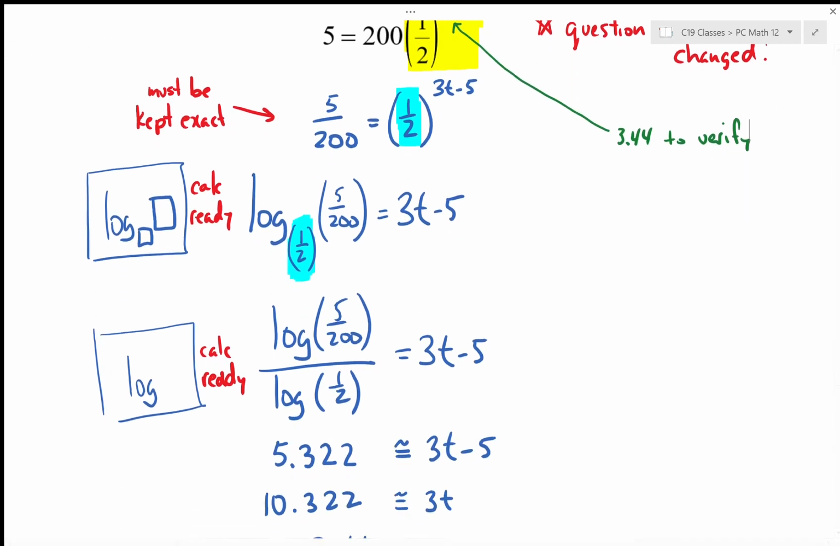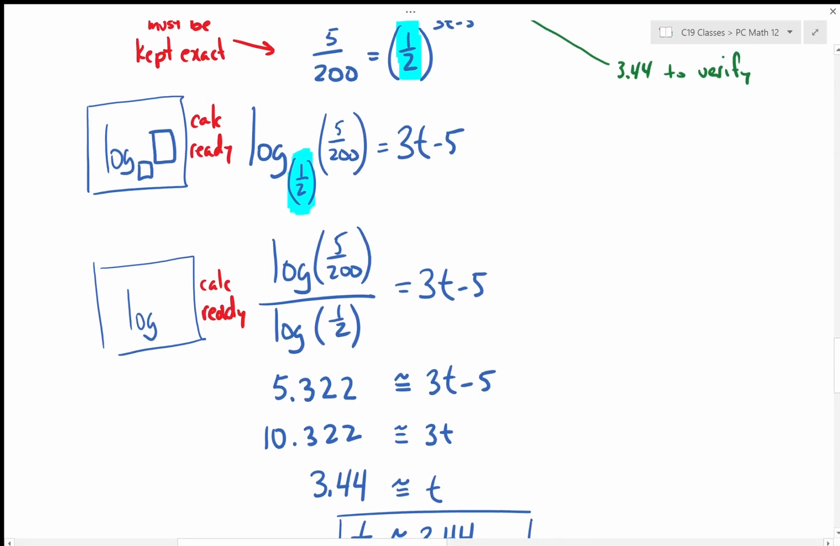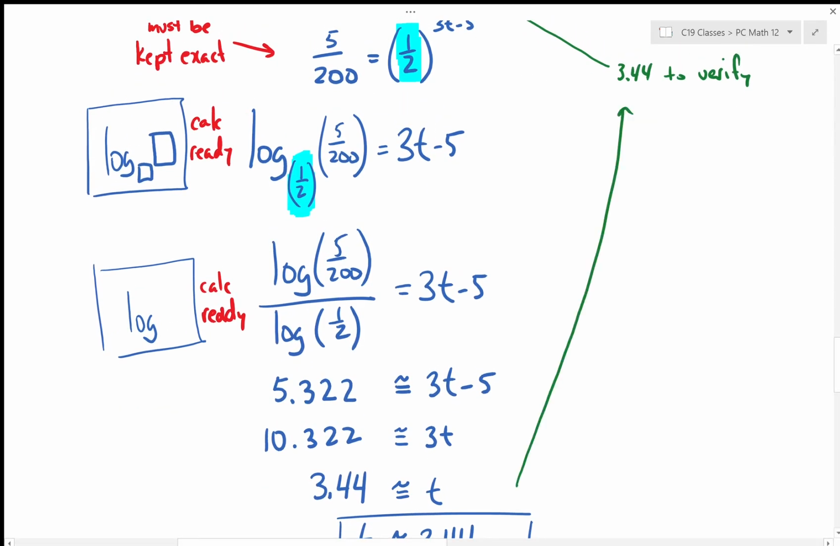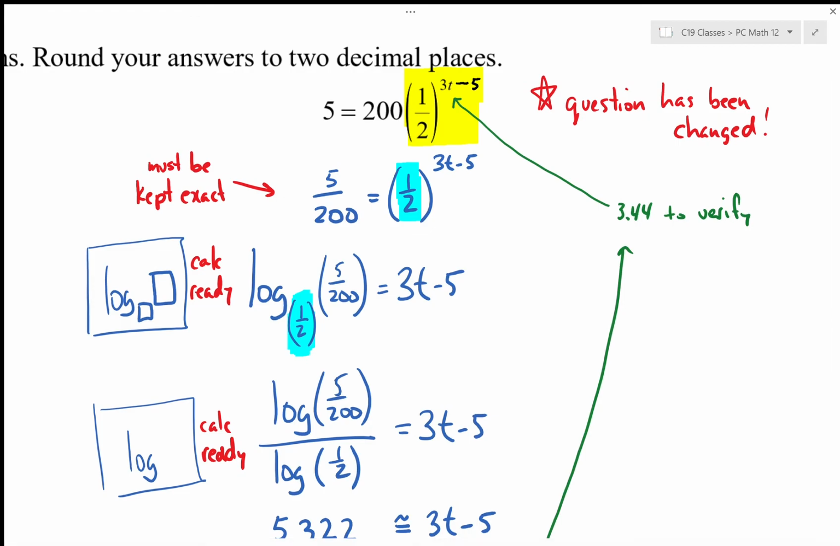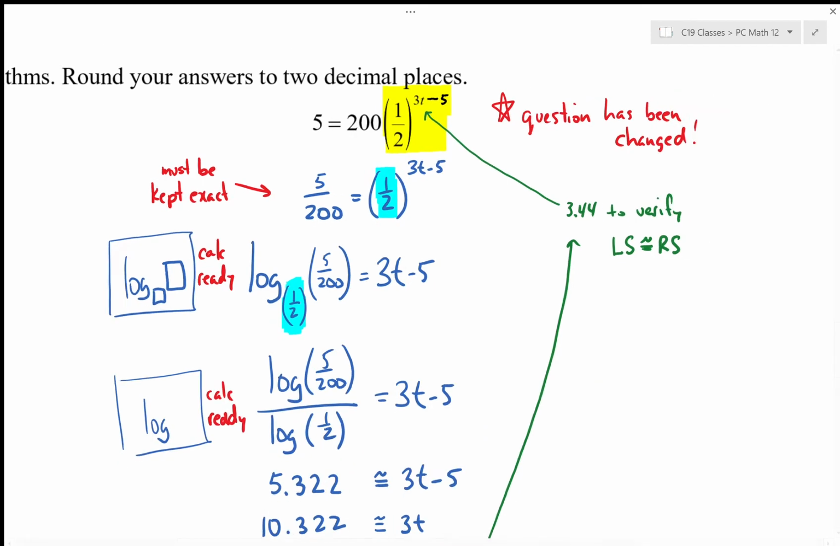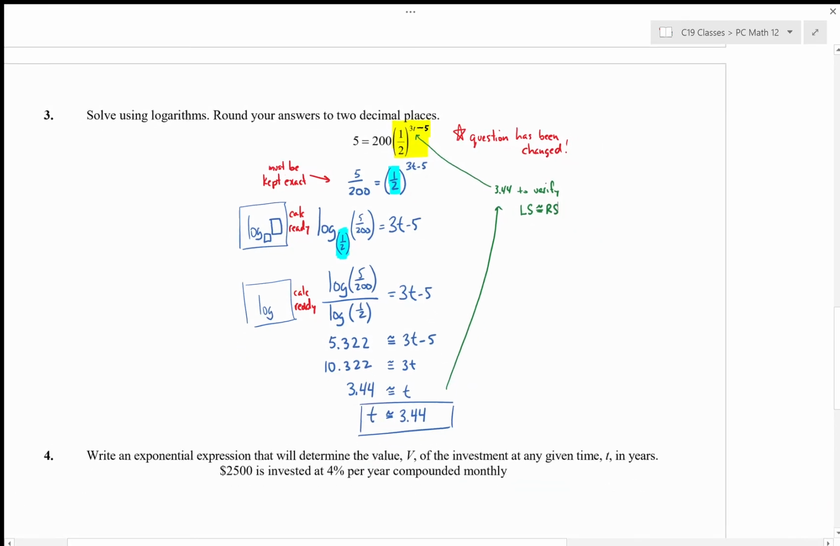You can always double check your answers. So I just took my 3.44 and put it in to verify and made sure that the left side was approximately equal to the right side. It should be very close, right? Because 3.44 is approximate. So that's your finish. I think I'm finished with exponential stuff.